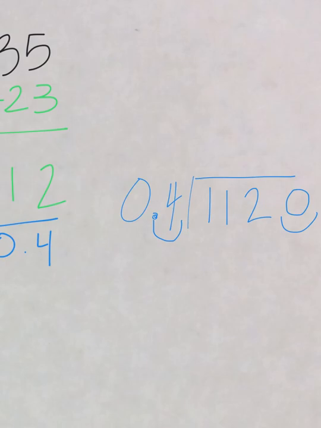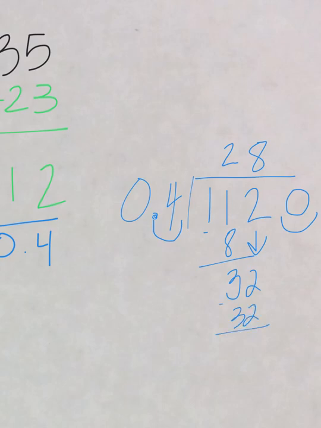4 can't go into 1. It can go into 11. It would go into there 2 times. 4 times 2 is 8. And then we're going to subtract. 11 minus 8 is 3. Bring down your 2. 4 goes into 32. Well, I know 4 times 10 is 40, and 32 is 8 away from 40. So 4 times 9 would be 36, which would mean 4 times 8 is 32. I subtract. I'm left with 0.